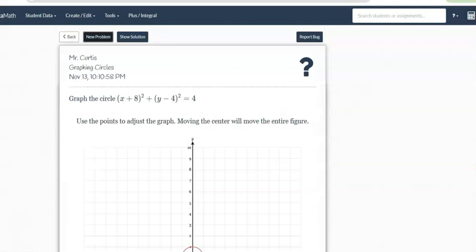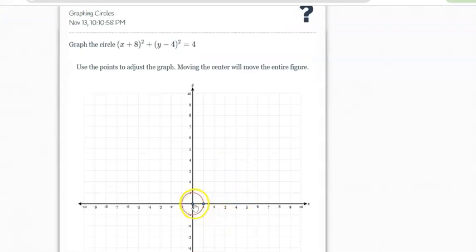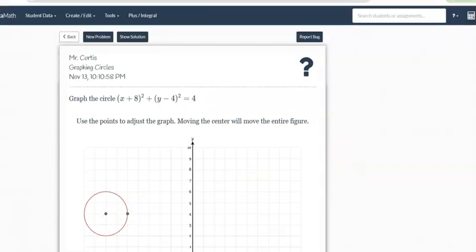On Delta Math, you're literally going to take examples, very similar. I know I'm going to go left 8 and up 4 for my center. So take your center and drag it left 8, up 4. So put your center down first, and then remember, this is not the radius, this is the radius squared. So you got to unsquare it. The radius is 2, so I'm going to stretch it so that the radius is 2 blocks right there, and I'm going to submit it.